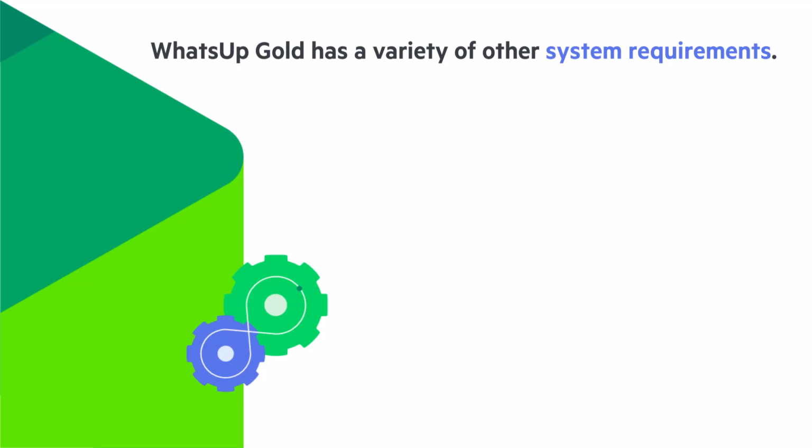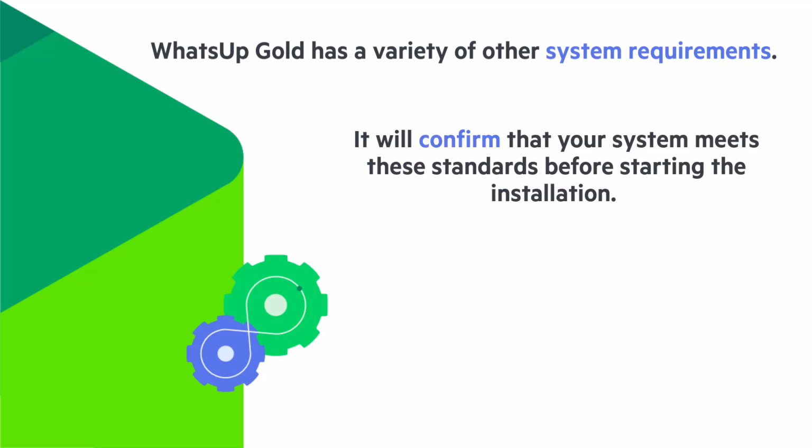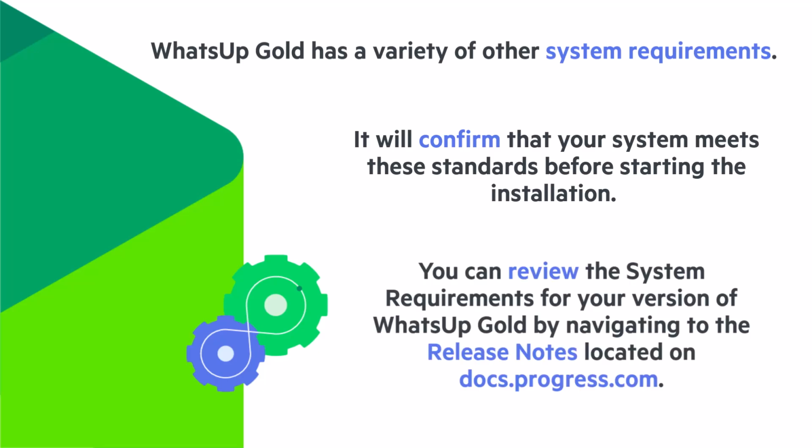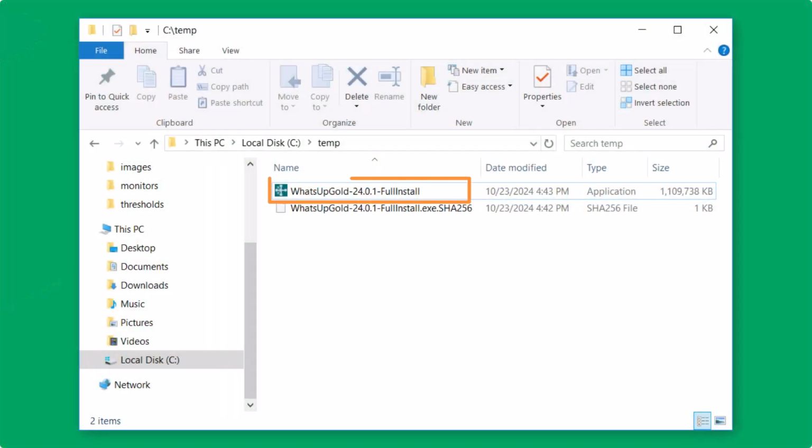WhatsUp Gold has a variety of other system requirements and will confirm that your system meets these standards before starting the installation. You can review the system requirements for your version of WhatsUp Gold by navigating to the release notes located on docs.progress.com. To install WhatsUp Gold, locate and run the application that you downloaded from the Progress community.